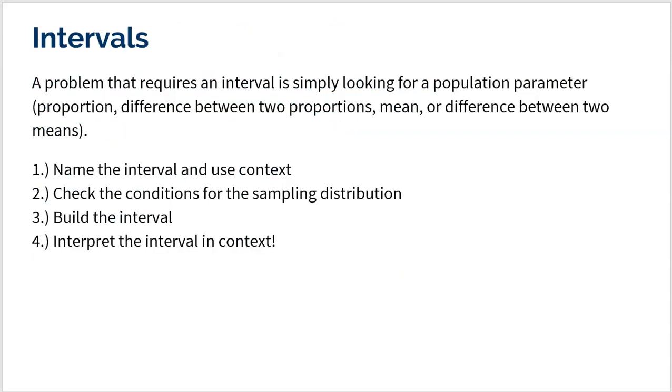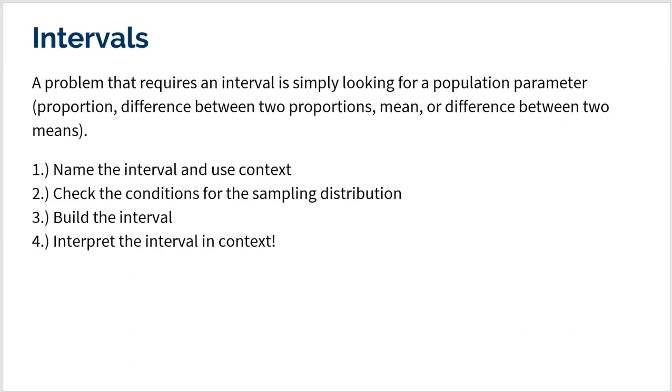Remember, a problem that requires an interval is simply looking for a population parameter, either a proportion, a difference between two proportions, a mean, or a difference between two means. So the idea is that we don't know. There's no claim, there's no statement. We're just looking for what the population parameter could be. And there are 4 steps to an interval. I hope by now you know these steps.